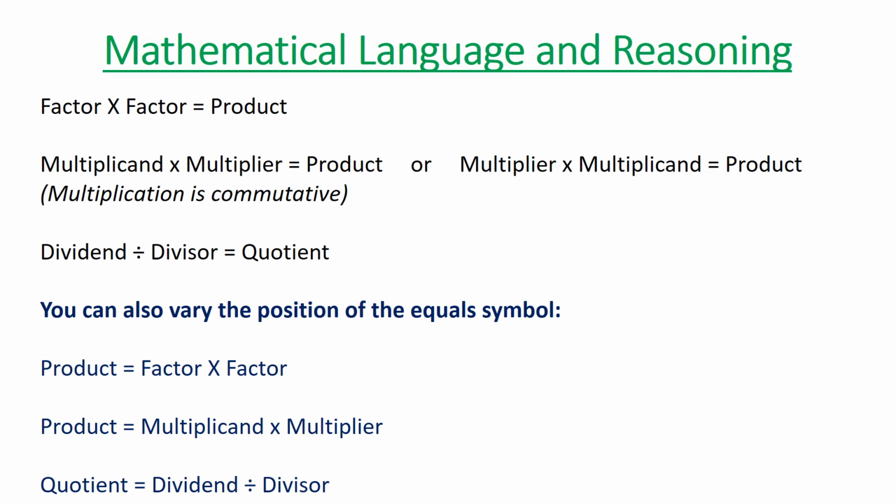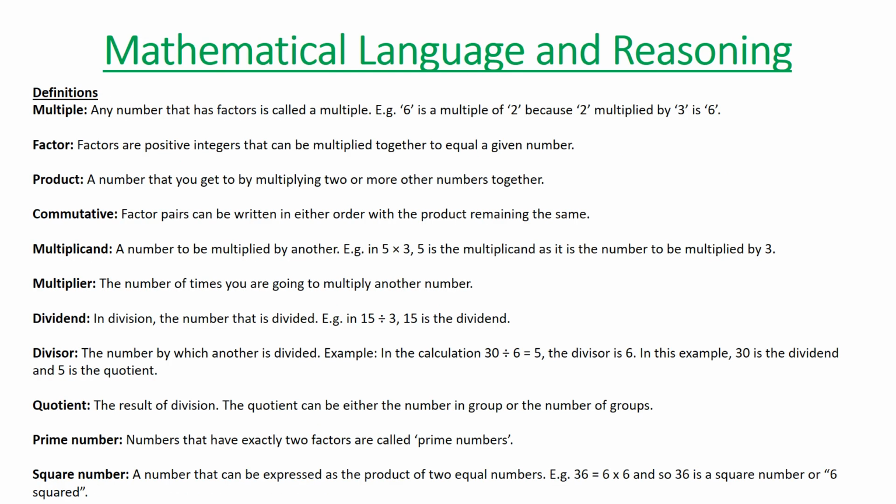With division, we can use the mathematical vocabulary dividend divided by divisor is equal to the quotient. You can also vary the position of the equal symbol in the examples shown below. Please pause the video here to see the definitions of the mathematical vocabulary shared.